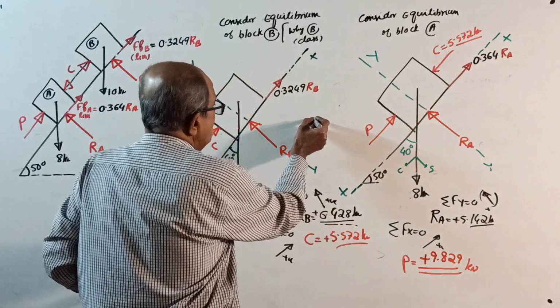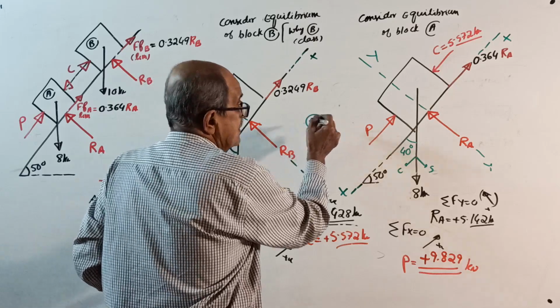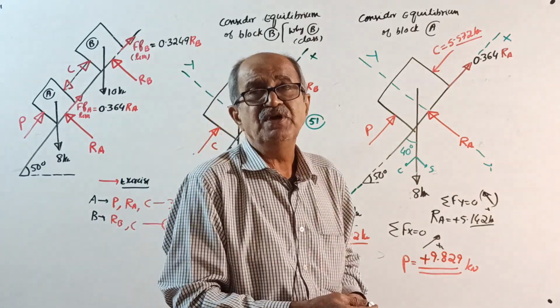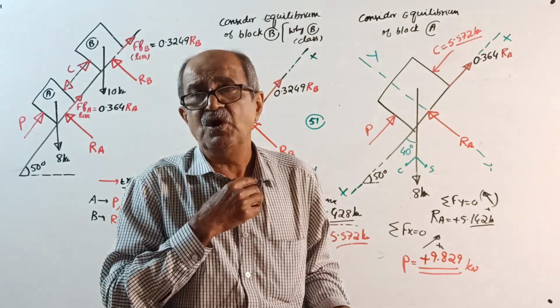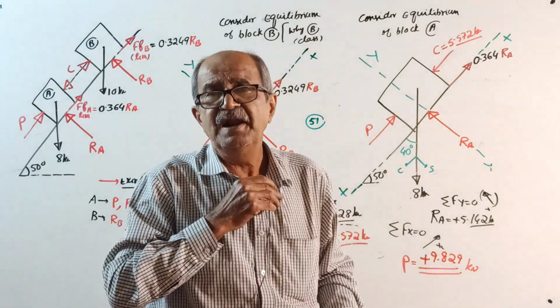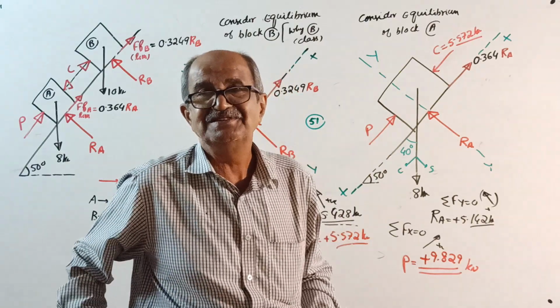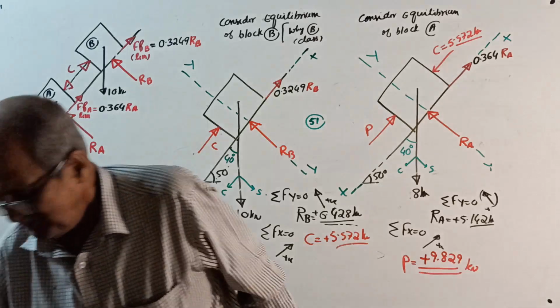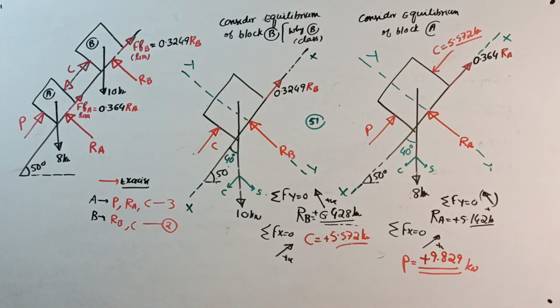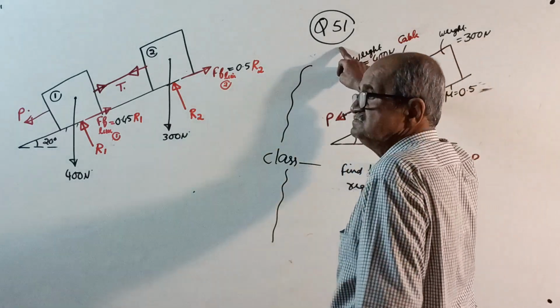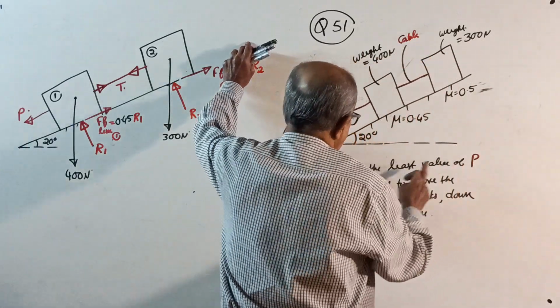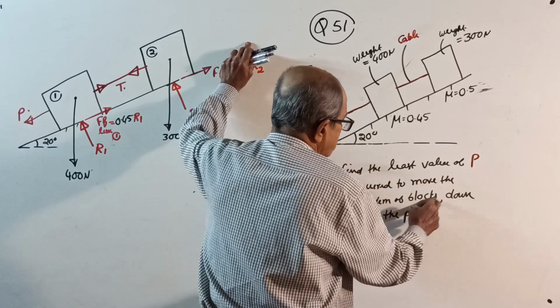Now, same way, I will solve today one more question, 51. Same pattern. This time I will save time by writing the sketch. Of course, I will tell the words also if you want. Okay. Next question. Per day 2 classes. Sorry. Per class 2 questions. Sorry, confusion. Question 51. Start from here. Find the least value of P required to move the system of blocks down the plane.